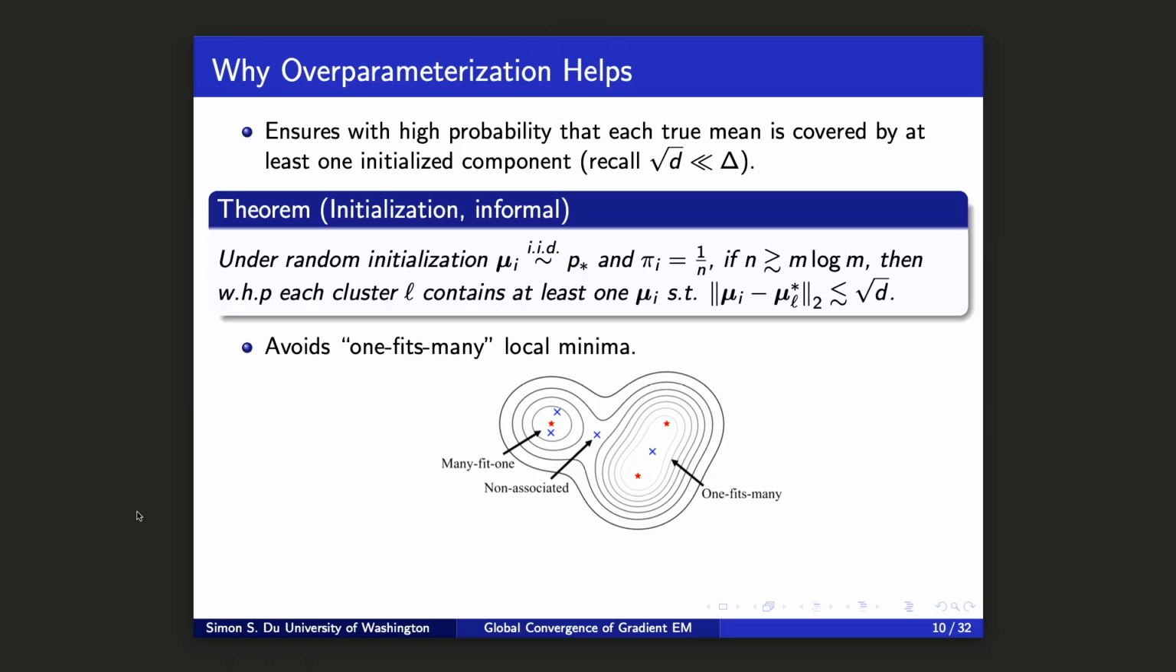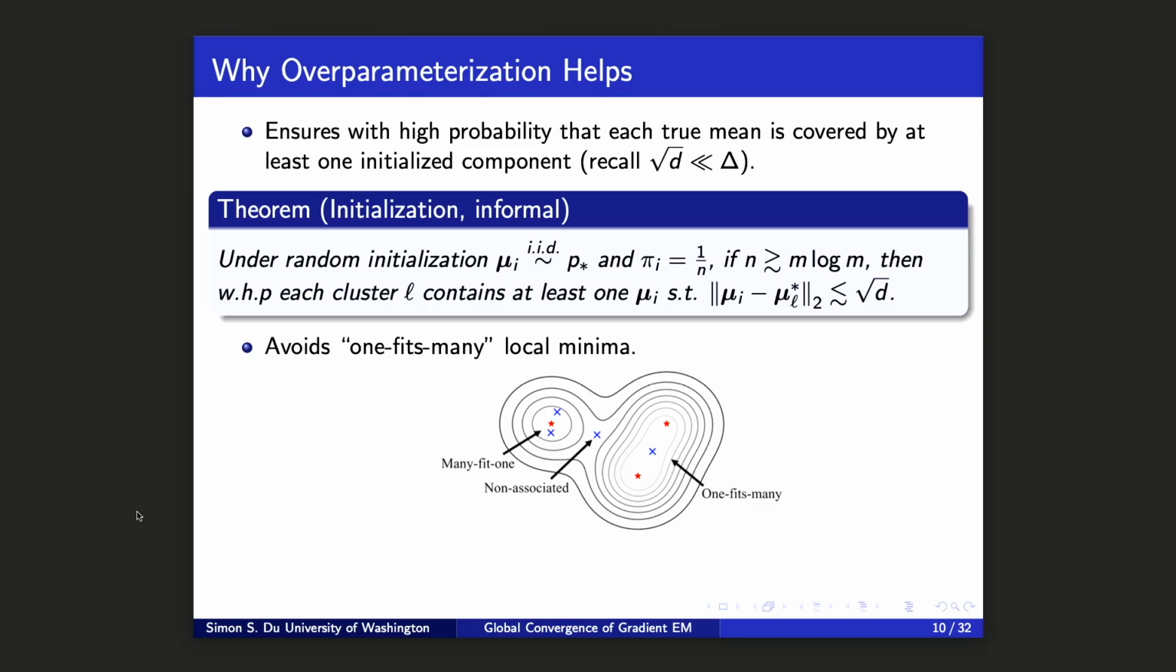Let's say we have three components like this. If you have on the order of m log m Gaussians, then for each ground truth mu star, you have at least one initialization that is close, in the sense that the distance is smaller than square root of d. So this is like a coupon collector.